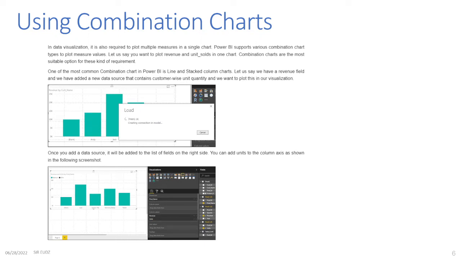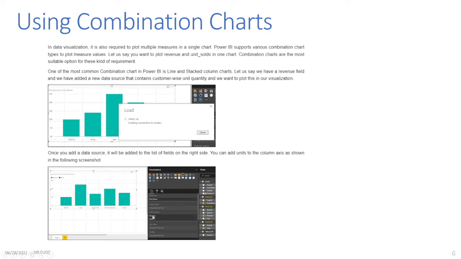One of the most common combination charts in Power BI is line and stacked column charts. Let us say we have a revenue field and we have added a new data source that contains customer-wise unit quantity, and we want to plot this in our visualization. So once you add a data source, it will be added to the list of fields on the right side. You can add units to the column axis as shown in the screenshot.